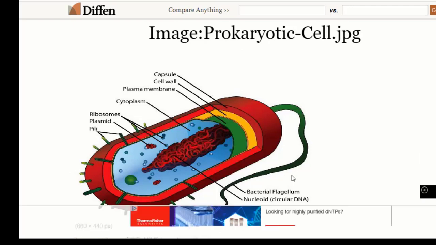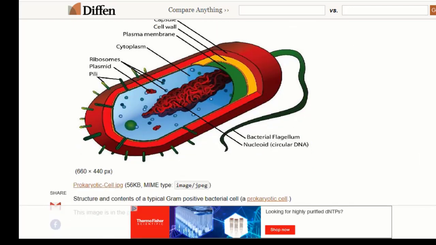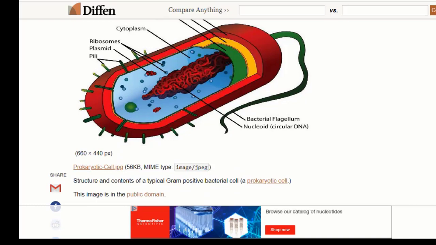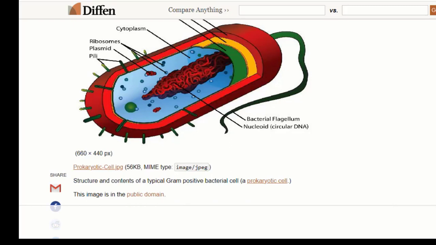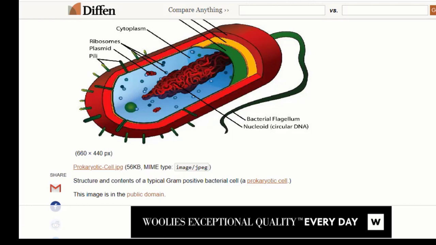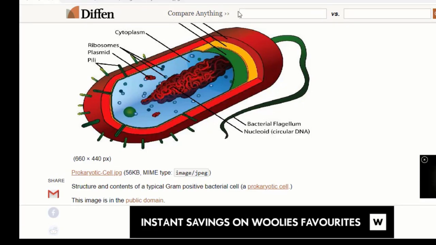Where we're talking about the flagella and the nucleoid, which is circular DNA. And if you want to save this image, you can use it as an image, and also if you want to save it as a PDF, you can do that. So this is where the link of your lecturer will take you. Why am I saying this?